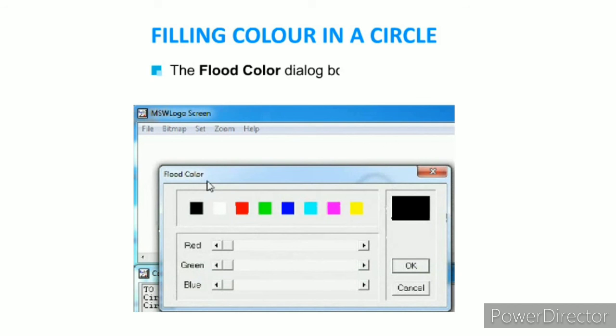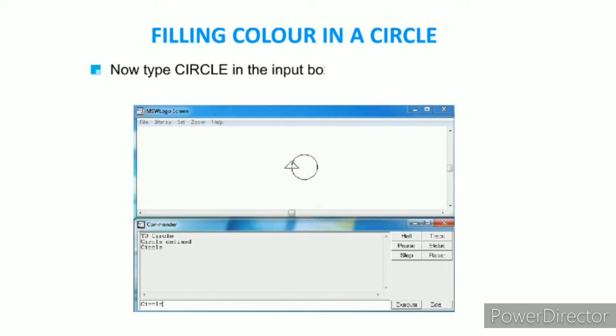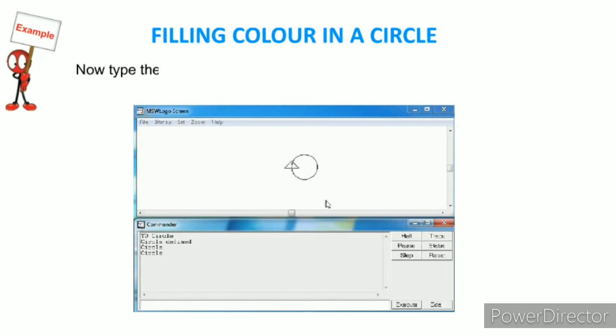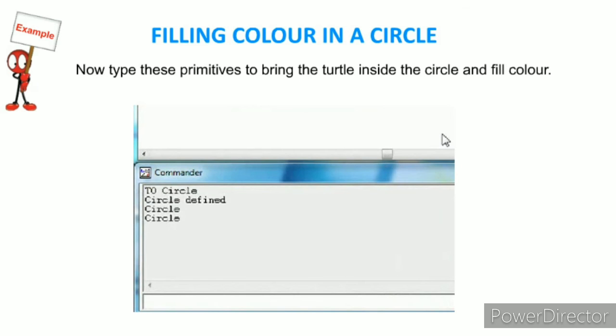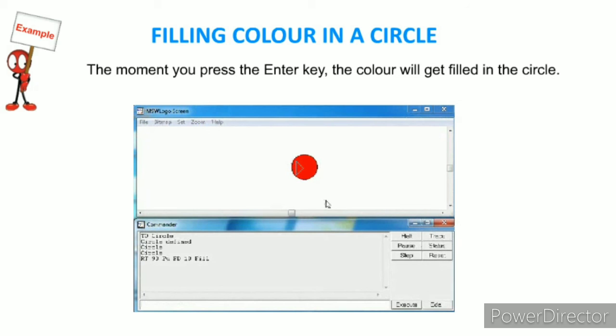The flood color dialog box will appear. Select any color of your choice and click on OK. Now type circle in the input box and press the enter key. The circle will be drawn on the screen. Now type these primitives to bring the turtle inside the circle and fill color. For example, RT90, PU, FD10, fill. The moment you press the enter key, the color will get filled in the circle.